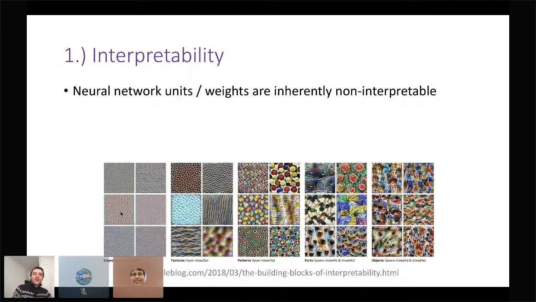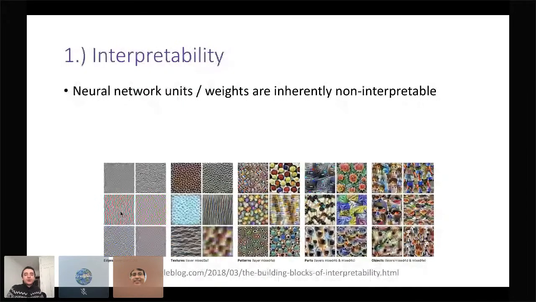Now, the issue is that neural network units or weights, I would argue, are inherently non-interpretable. If you look in your network and you discover that one particular unit fires to trees, it doesn't really tell you how the overall circuit is operating. It doesn't really tell you why the top layer output of that network is a particular thing for a particular image. It's not really clear it tells you very much.